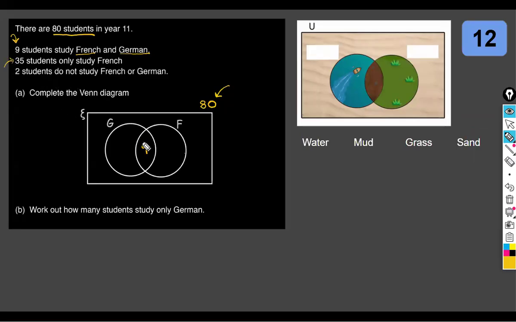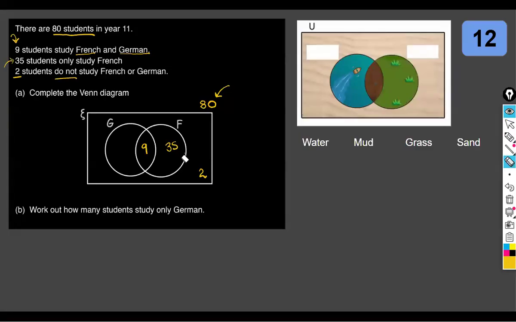35 students study French. So 35 will go obviously in the French circle. And 2 students do not study French or German, right? They don't study either of it. So that 2 will go outside. Based on the information they gave us, how many people have that? Let me know.